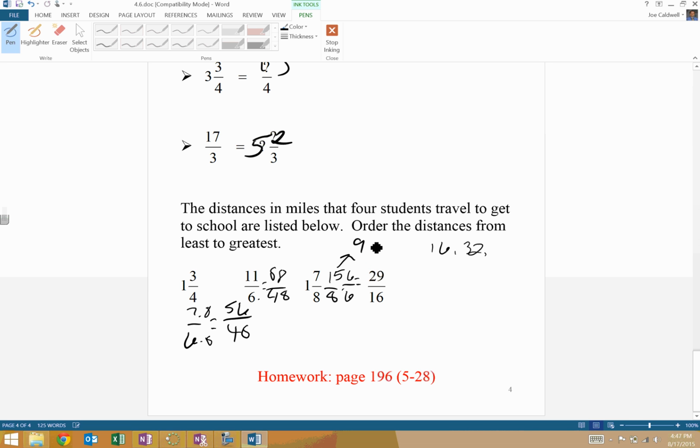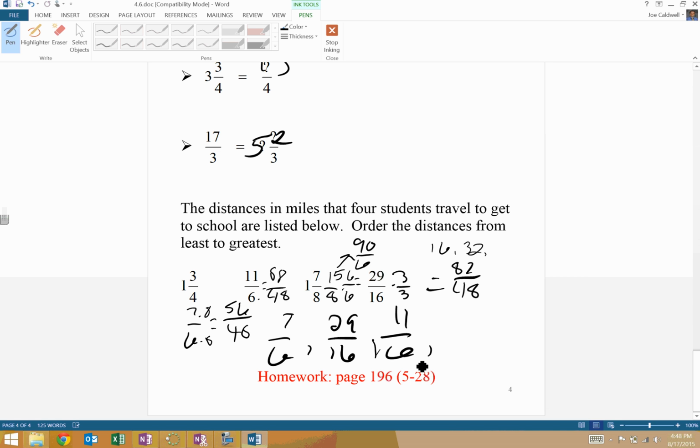Sorry, ran out of space. 90 over 48, and this one is times 3. 29 times 3 is 87 over 48. So we got 7/6. We have 29/16. We have 11/6, and we have 1 7/8. So I like to go into improper and then find common denominators.